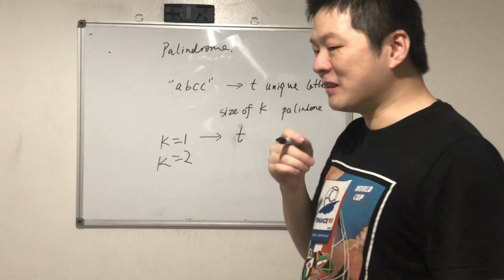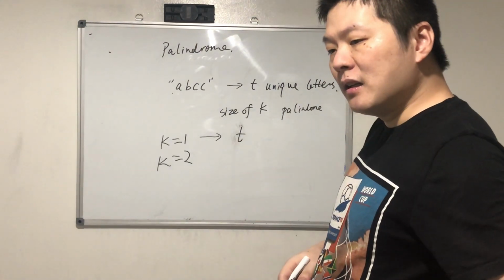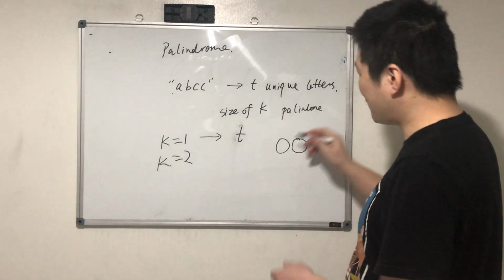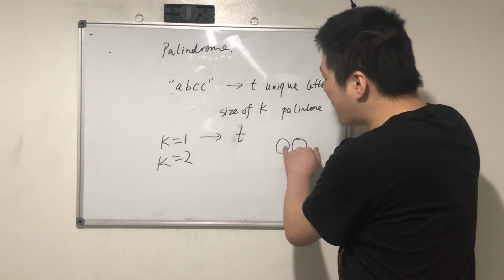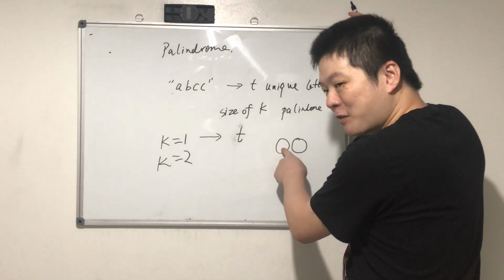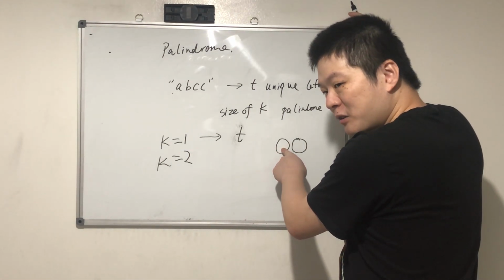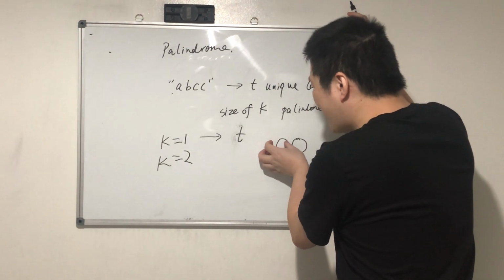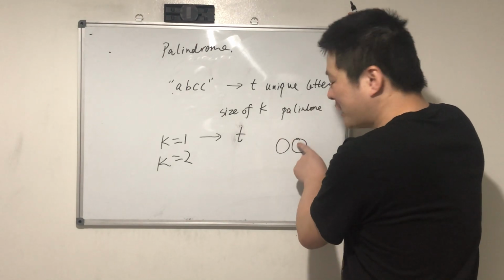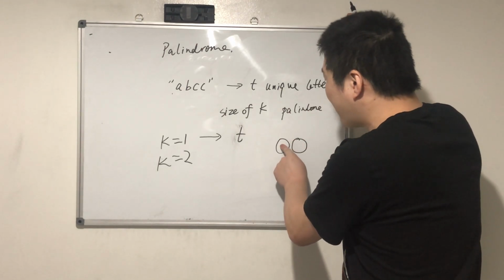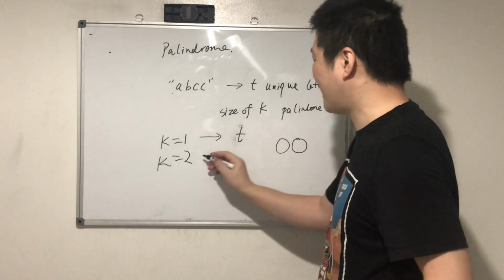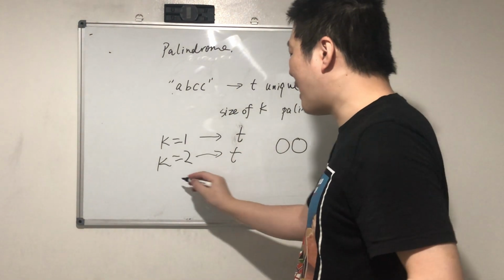K equals 2. Okay, so this is a two-letter palindrome. How many possibilities can I pick for the first one? 3. When I pick one, the last one is determined, right? If you pick A, the last one must be A. So it's T, again T. How about K equals 3?